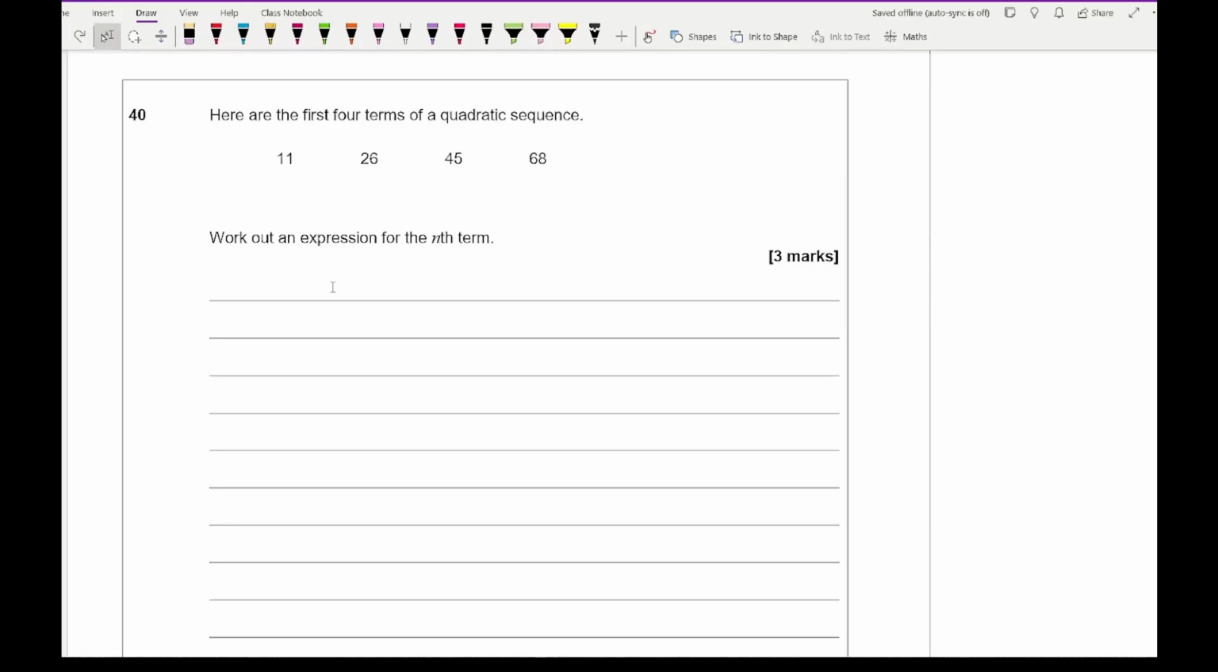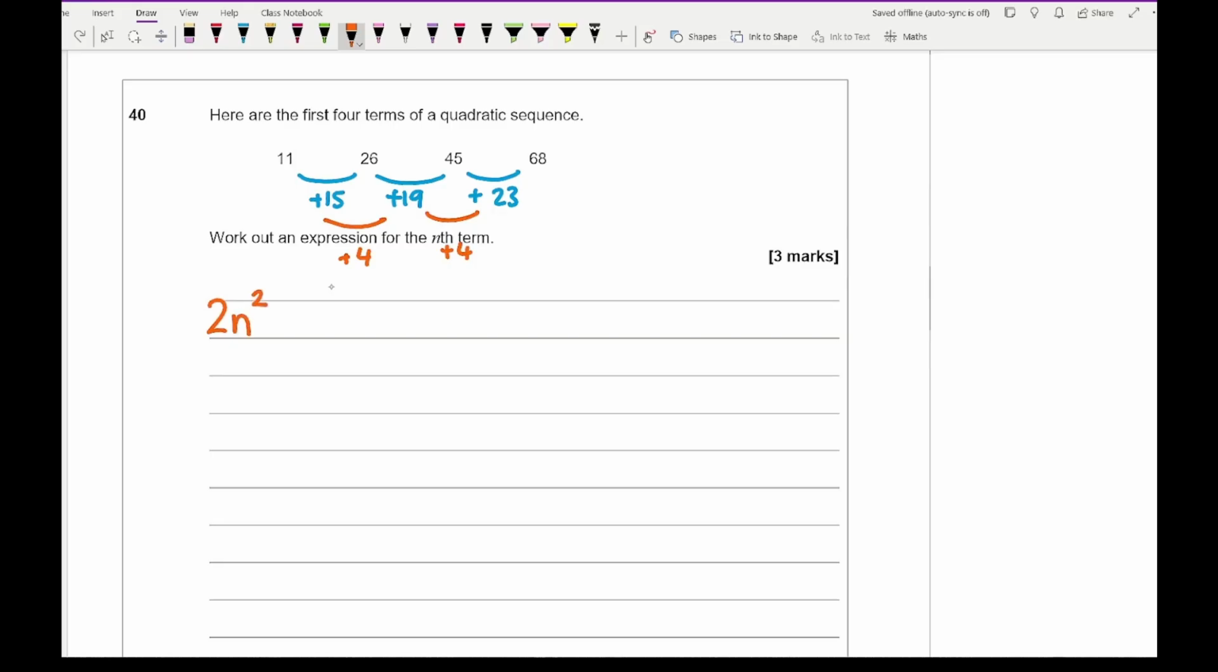Then finally, moving on to our last question, it says here are the first 4 terms of a quadratic sequence. So we've got 11, 26, 45 and 68. Work out the expression for the nth term. So here what I need to do is first of all work out the first difference. So the first difference between 11 and 26 is 15, plus 15. Difference between 26 and 45 is 19. Difference between 45 and 68 is 23. I then need to work out the double difference. So that's going to be plus 4, plus 4.